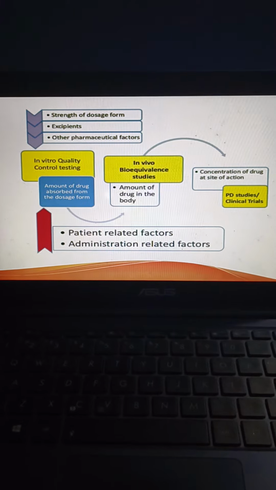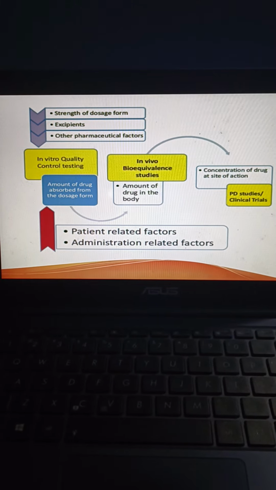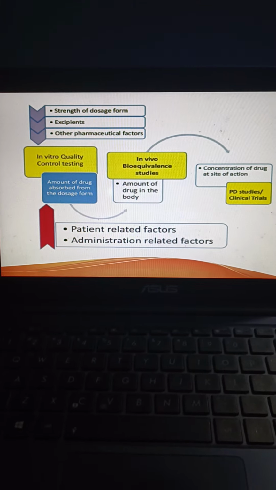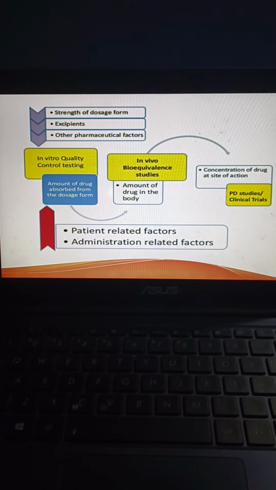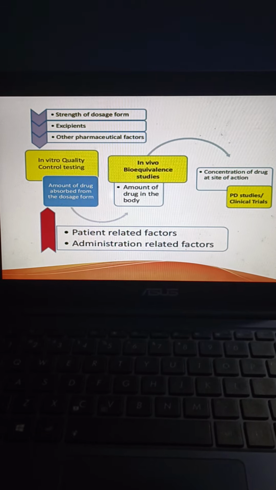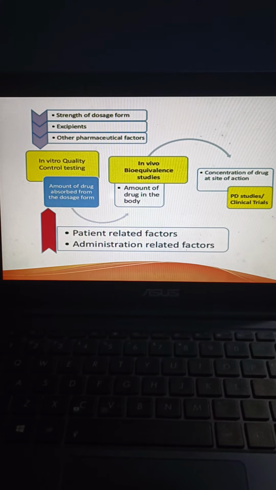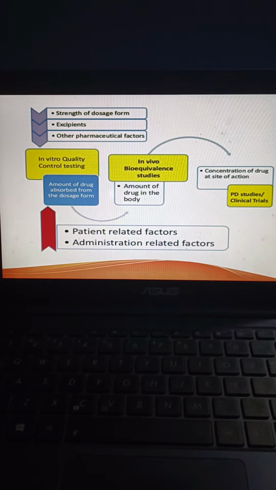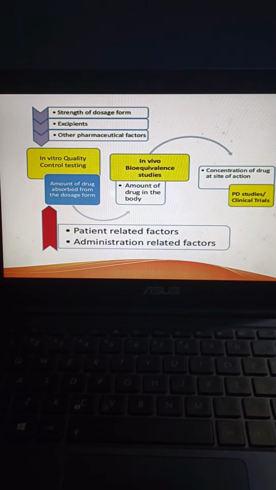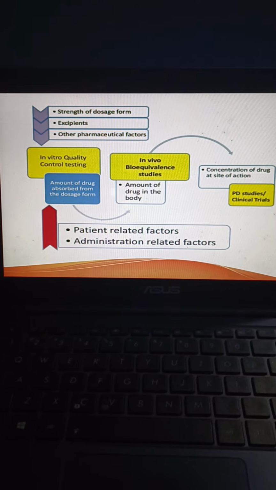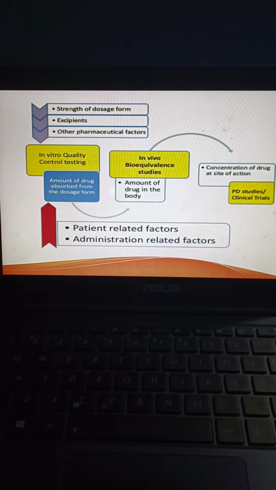Then this is also showing patient related factors, administration related factors, strengths of dosage form, excipients, other pharmaceutical factors, in vitro quality control testing, amount of drug absorbed from the dosage form, then amount of drug in the body, in vivo bioequivalence studies, the concentration of drug at site of action, pharmacodynamic studies, clinical trials.